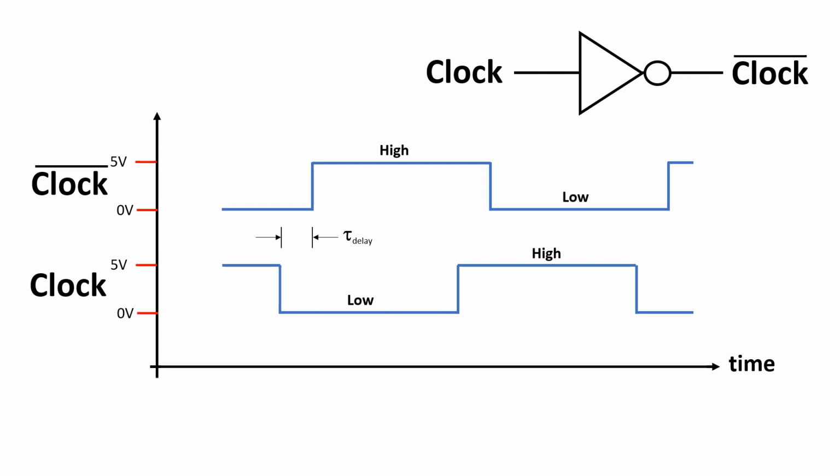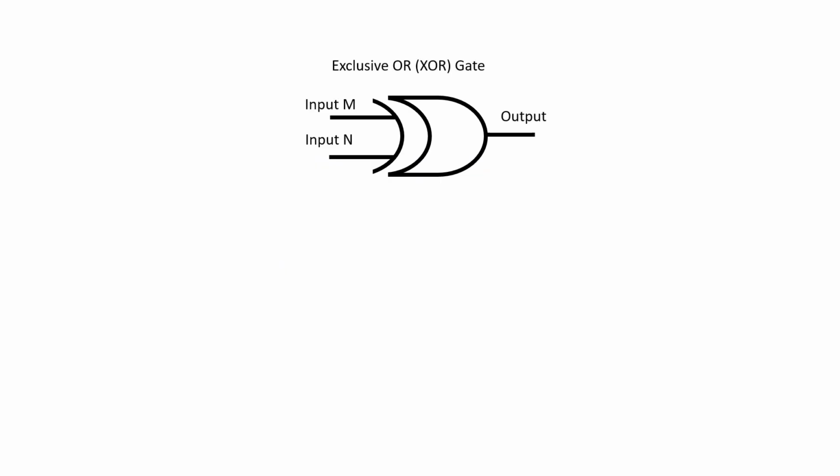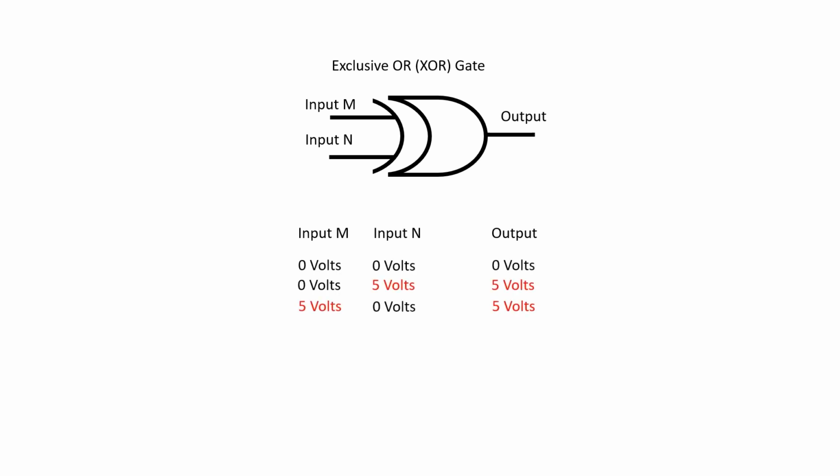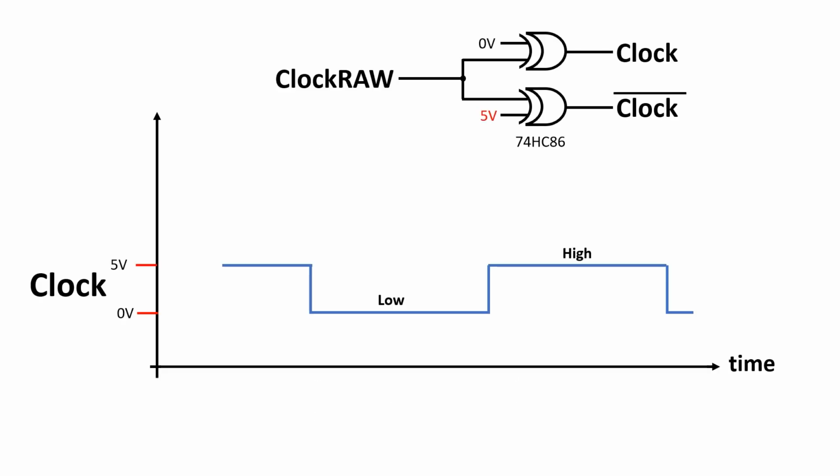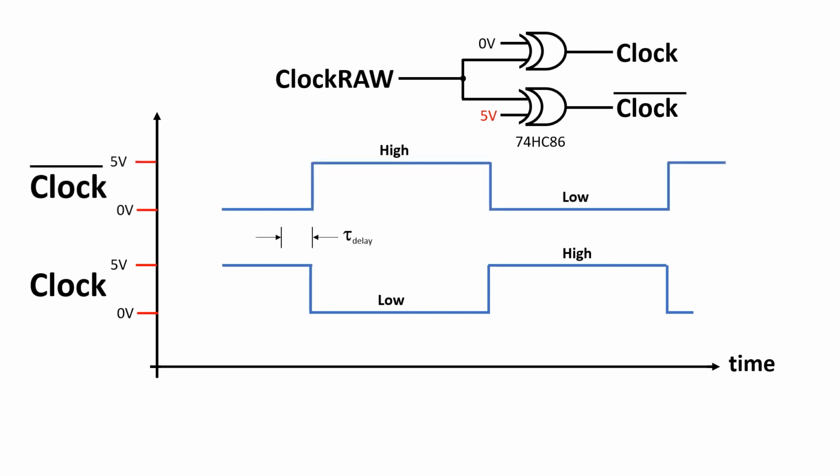This sometimes causes a problem, so to solve it, I'm going to introduce another gate, the exclusive OR gate. This has the properties that if the inputs are the same, the output's low, but if the inputs are different, the output's high. Now, I can connect up my raw clock signal to 2 exclusive OR gates, one wired up as a buffer and the other wired up as an inverter, then both will be delayed relative to clock raw, but they'll be in phase with each other, which is what I want.